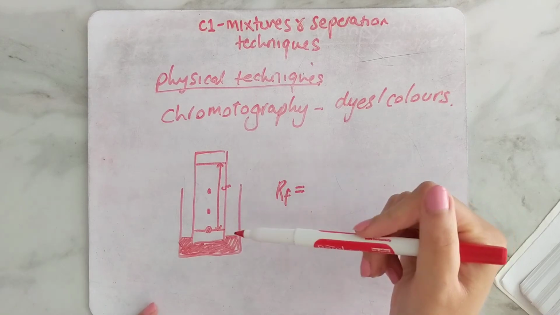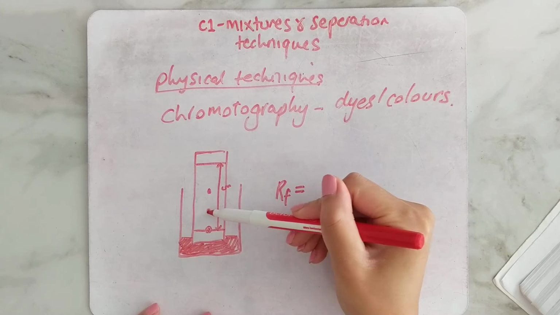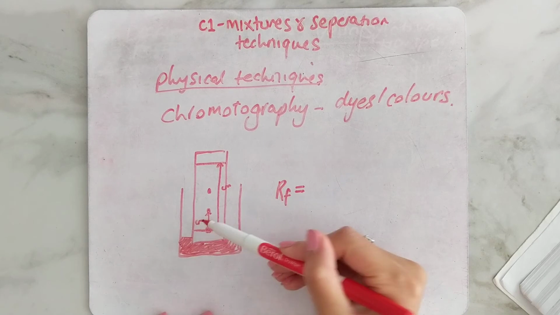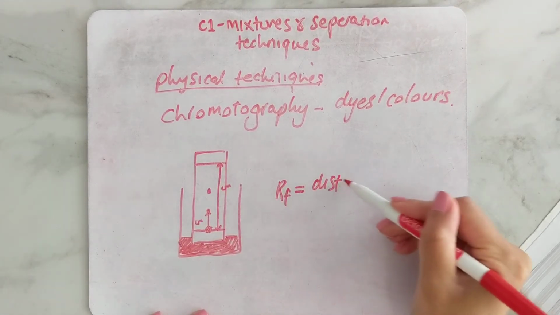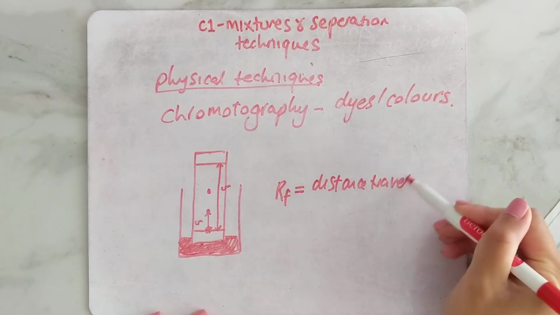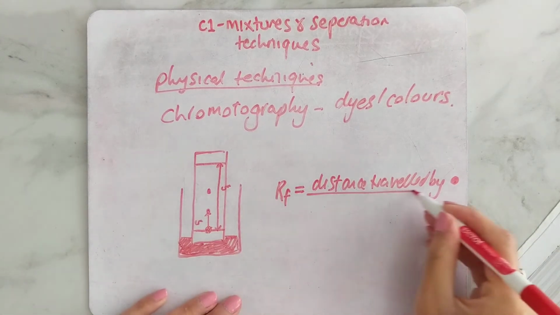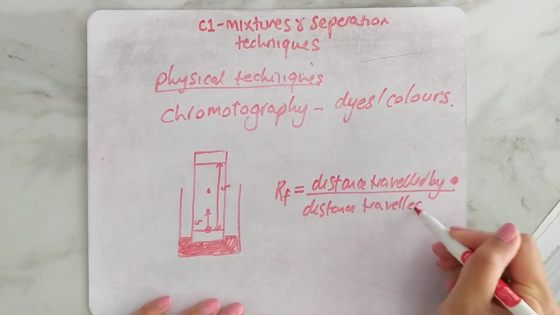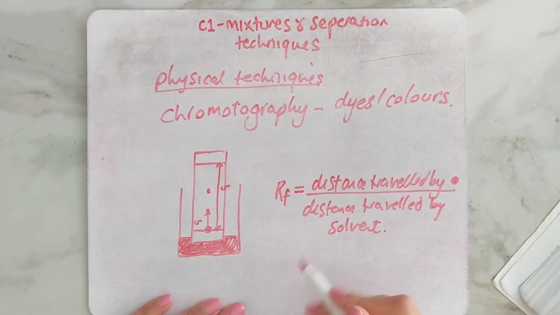Then you measure the distance between whichever dot you're trying to find the RF value for. So let's say I'm trying to find it out for this one. You measure this distance, the distance it's travelled, again in centimetres, you just use your ruler. So the equation is distance travelled by dot divided by distance travelled by solvent, and that's it. There's no units for this. RF will just be a value, just a number with no units.